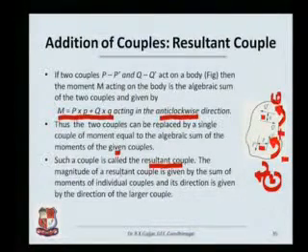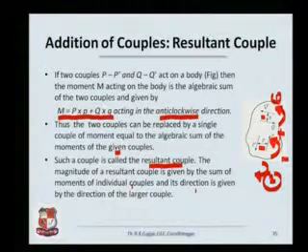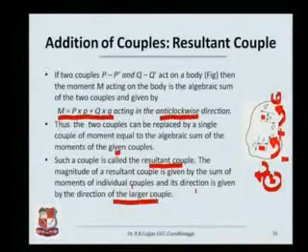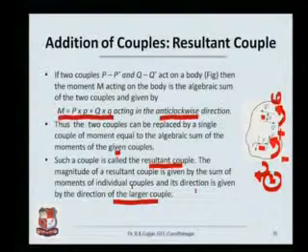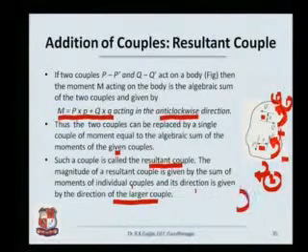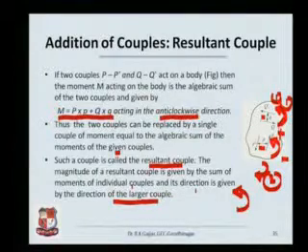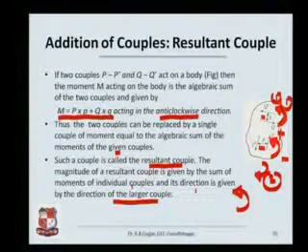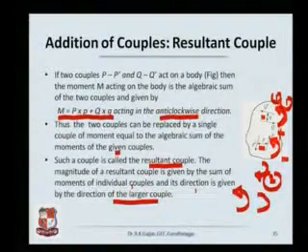The magnitude of the resultant couple naturally is given by the sum of the moments of the individual couples, and its direction is given by that of the larger couple. Naturally, if this couple is larger and this couple is smaller, then 1 minus 2 will be in the anti-clockwise direction. Whereas if the clockwise couple is larger and the anti-clockwise couple is smaller, then the resultant couple is going to be in the clockwise direction.